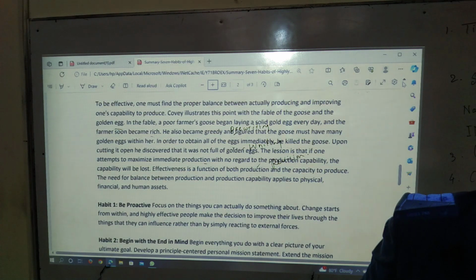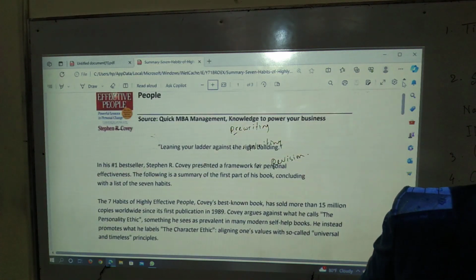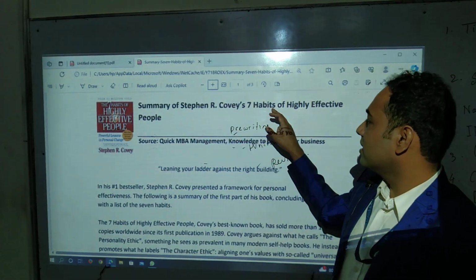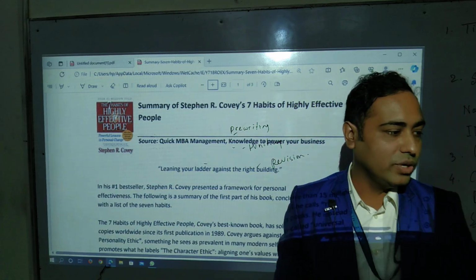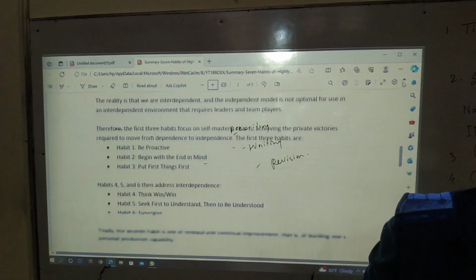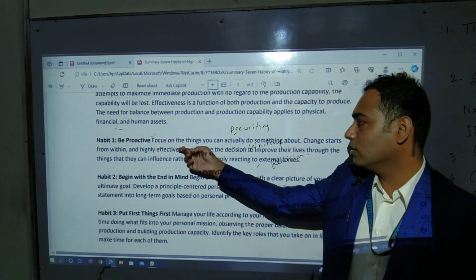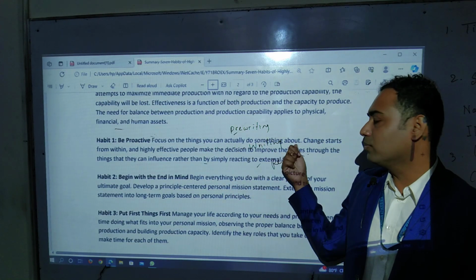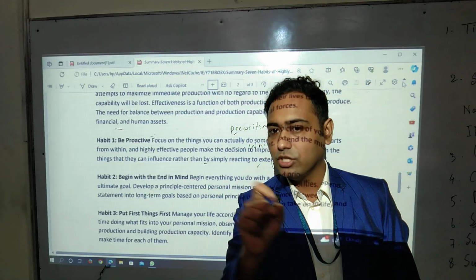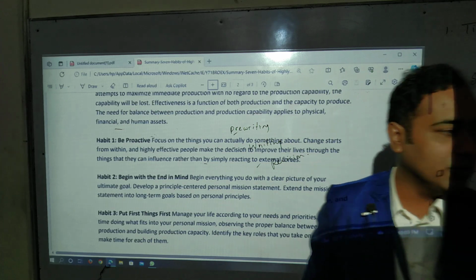As you can see here, the title of this presentation is Stephen R. Covey's 7 Habits of Highly Effective People. So we are going to talk about 7 habits very quickly. Take a look at the first habit. Be proactive. Only one line here. Focus on the things you can actually do something about. So what you'll have to do, you have to focus on one thing that you can do. Don't focus on many things together. Be very proactive.